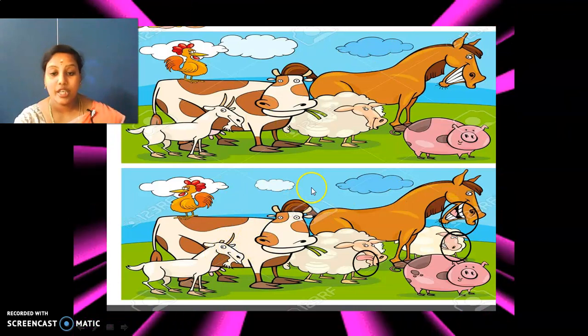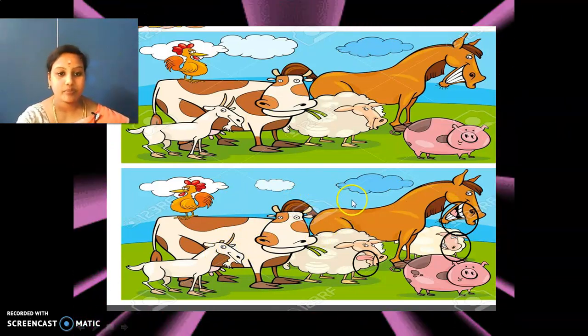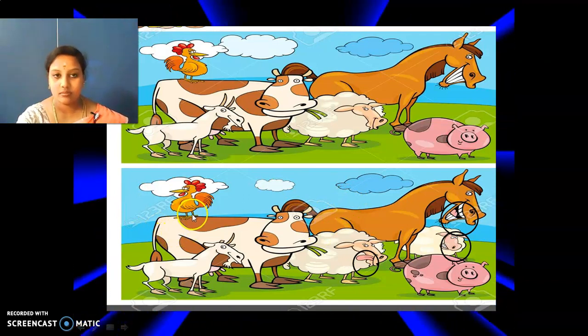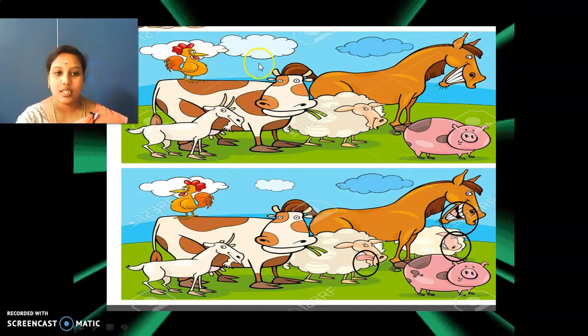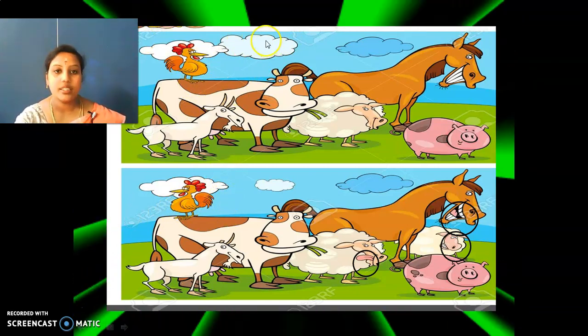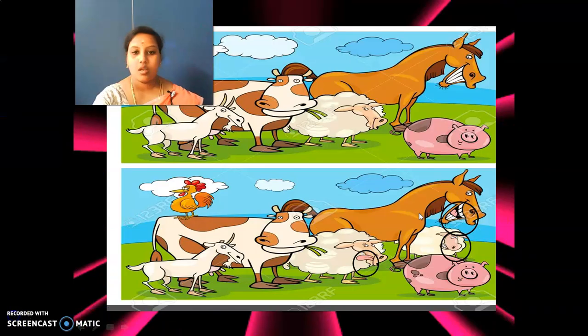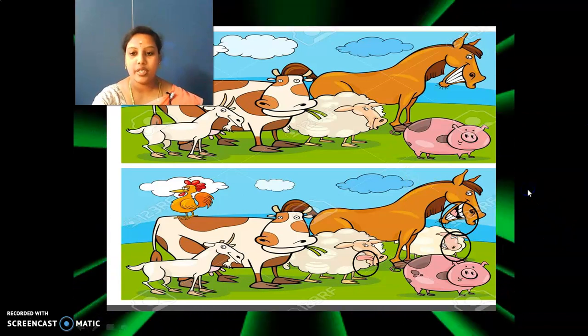So the rest you are going to find out by yourself. Okay? It is easy, kids. See the hen. Here it is turning this side and here it is the other side. So right and left. And here the clouds are big and here they are small. So the rest you are going to find by yourself. Okay? Shall we move on to the next one?